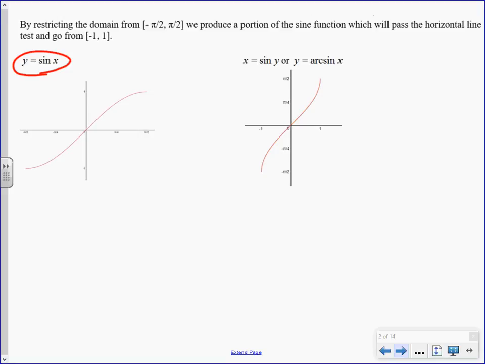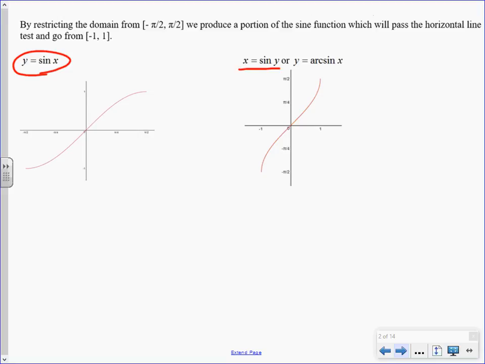In y equals sine of x, our domain was negative pi over 2 to pi over 2. In the inverse, now our range is negative pi over 2 to pi over 2. X's and y's switch. Domain and range switch. For y equals sine of x, we know that range is negative 1 to 1. That becomes our domain for the inverse. So you'll see here I wrote this as x equals sine of y. We switch x and y.